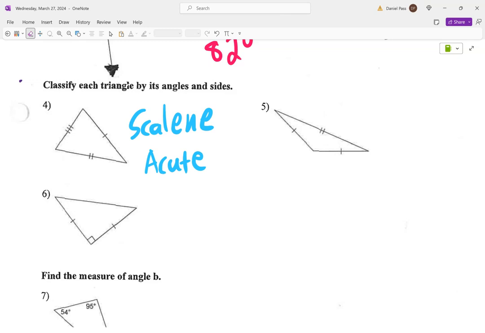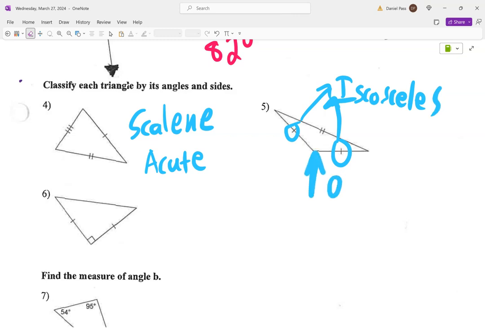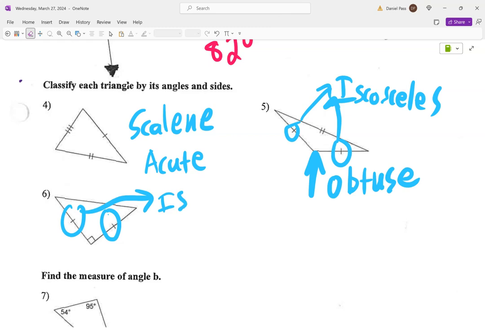Okay, number 5. There are 2 sides that are the same length. Very good. So since we have 2 the same, that means isosceles triangle. And it has 1 obtuse angle, which means it's more than 90 degrees and less than 180, so that makes it an obtuse triangle. Very good. Last one. That one also has 2 sides the same, so it's isosceles. And it has a little square, which means it's 90 degrees, which means it's a right triangle.